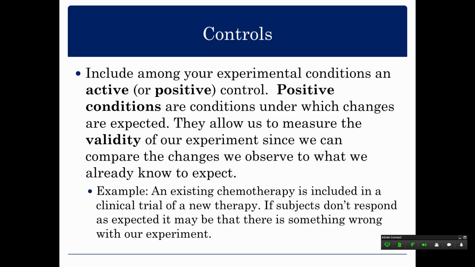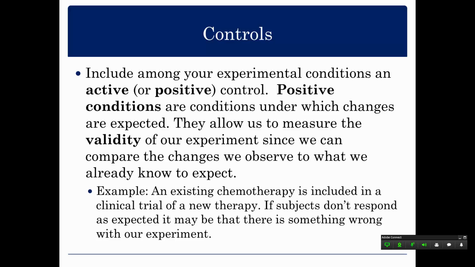Positive controls or active controls are another type of control group that are very common in clinical trials. These types of control groups are given experimental conditions under which you would expect to see changes in their outcome. The purpose of a positive condition is to allow us to measure the validity of our experiment.